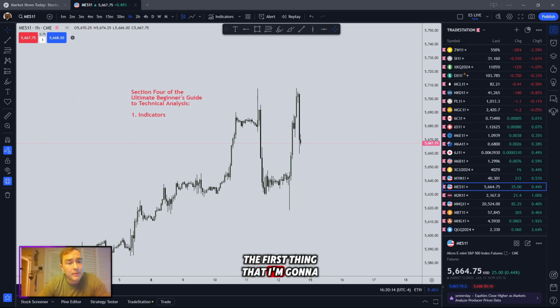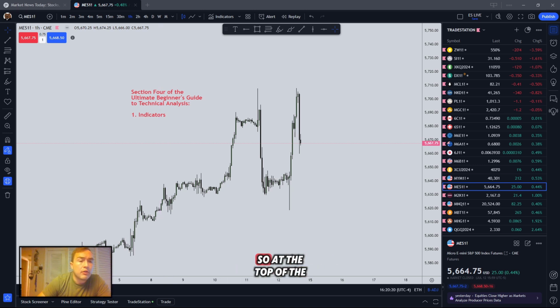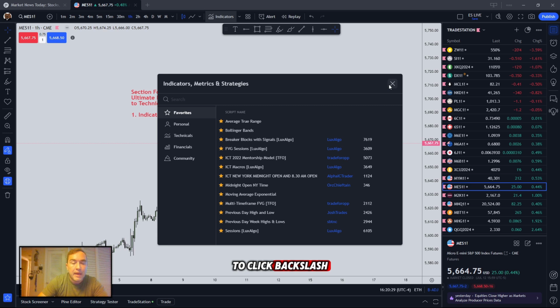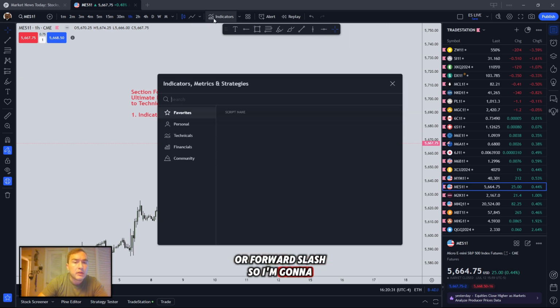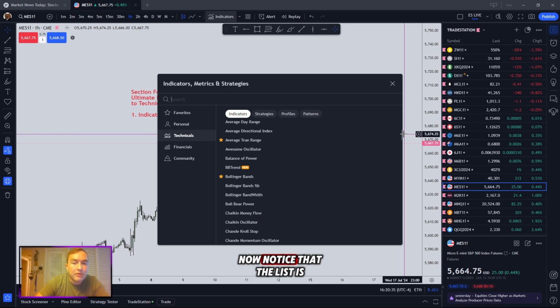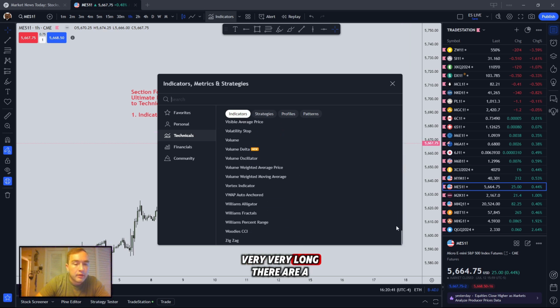The first thing that I'm going to do in this portion of the video is discuss on TradingView how you can access your indicators. At the top of the screen here, you can see that it says indicators, metrics, and strategies, and it also gives you the ability to click forward slash. So I'm going to click this button here. I'm going to go down to technical indicators. Now notice that the list is very, very long, guys.